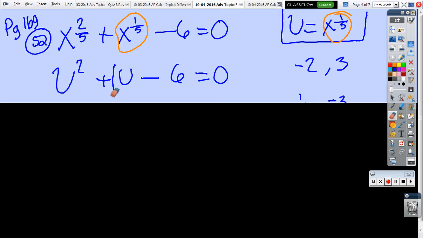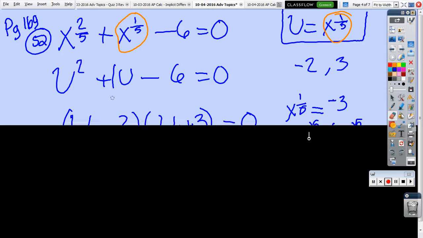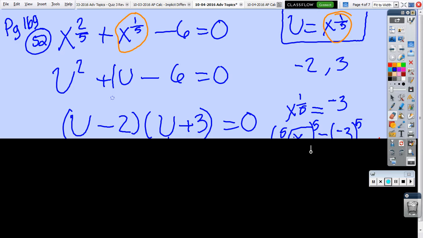So why did you put U squared? U squared because what is x to the 1/5 squared? X to the 2/5. I thought it would be like x. No, 1/5 times 2 is 2/5. Don't get confused. Yeah, so then now you have this quadratic. Maybe this is even nicer for you, because it's like, okay, I definitely can see it's a quadratic. So I'm going to have U minus 2 times U plus 3. And then at some point you substitute x to the 1/5 back in for U.